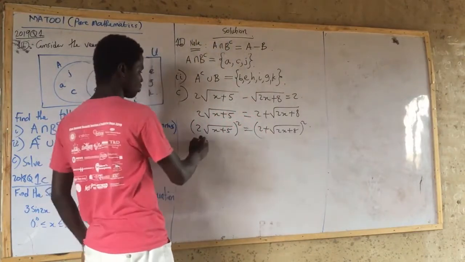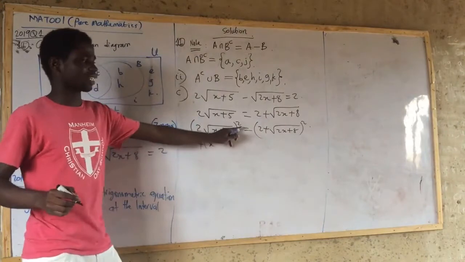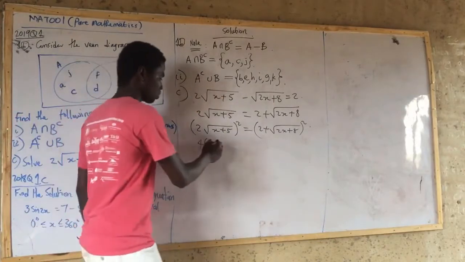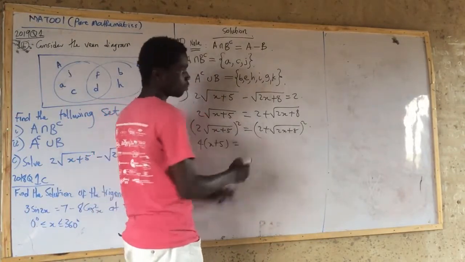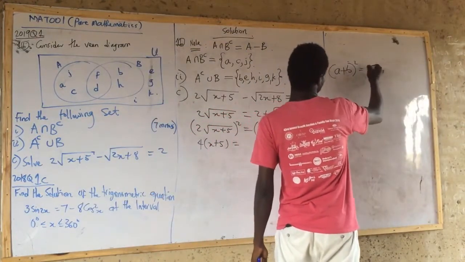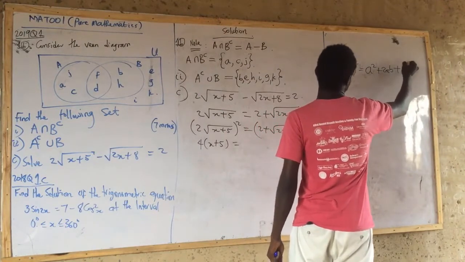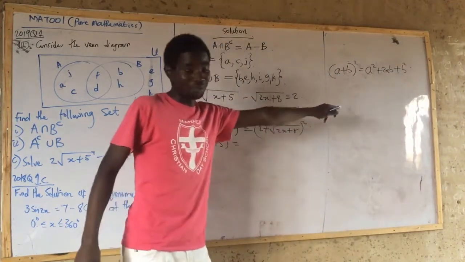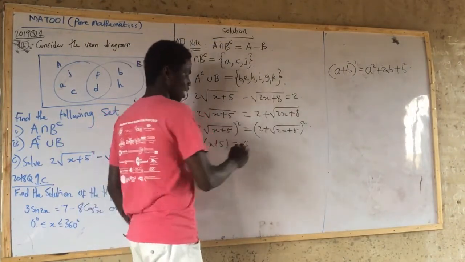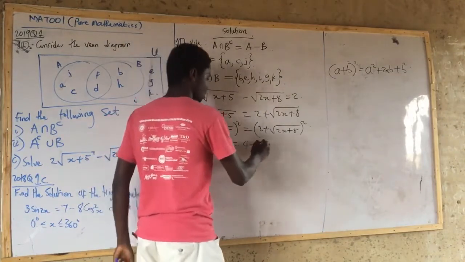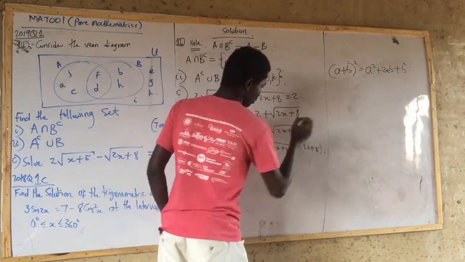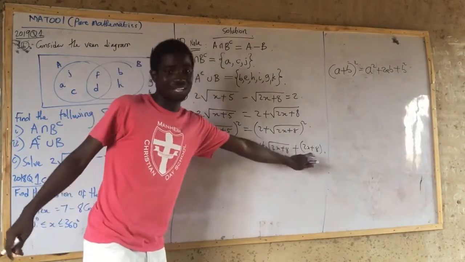When you square this one, you will be left with 4, because everything outside the bracket is for everything inside the bracket. The square root cancels, and you will be left with x plus 5 is equal to, open the bracket here. Don't forget, this is how you have to open it: a plus b all squared is a squared plus 2ab plus b squared. Do you understand what I'm saying? So this is like a plus b. You have a squared, 2 squared, 4. I'm going to expand it without wasting time, plus 4 root 2x plus 8 plus 2x plus 8, because square root of 2x plus 8 all squared will cancel. So you'll be left with this.